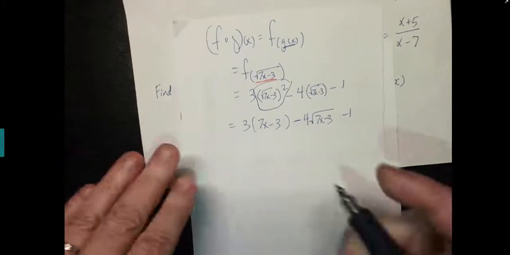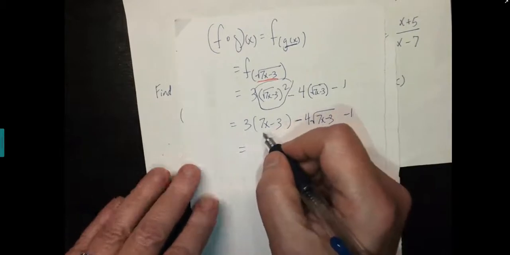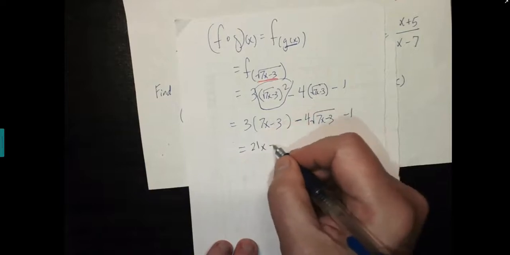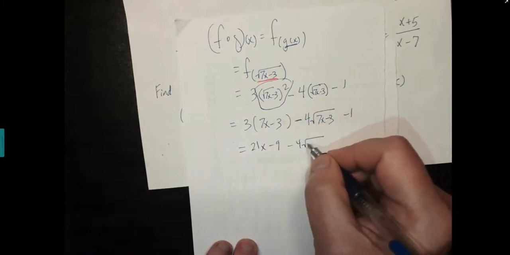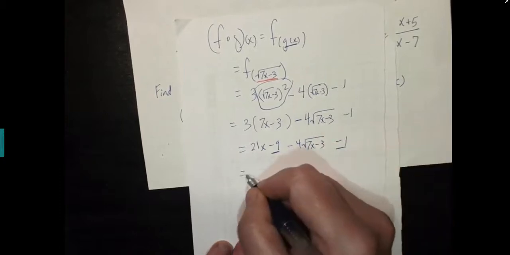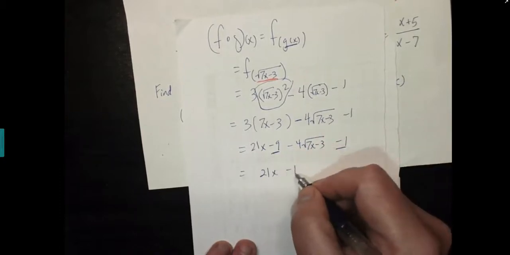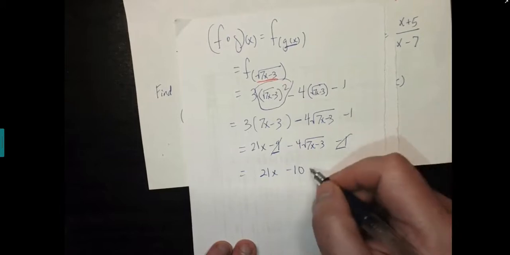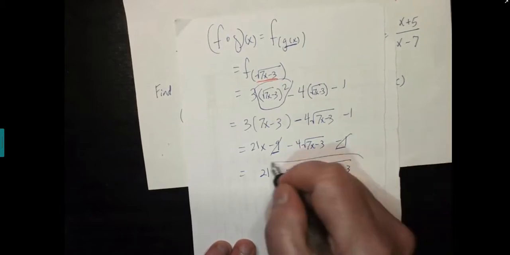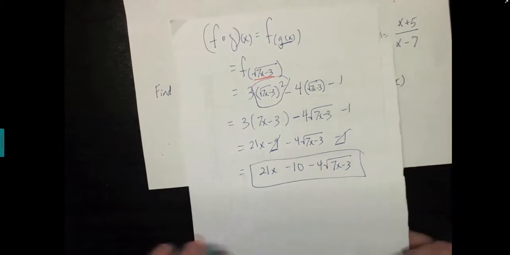And now I just need to clean this up. So I'm going to have 21x minus 9 minus 4 times square root of 7x minus 3 minus 1. And then I can put those together. So that gives me minus 10. Okay, so that's my final answer. I cannot simplify that anymore.